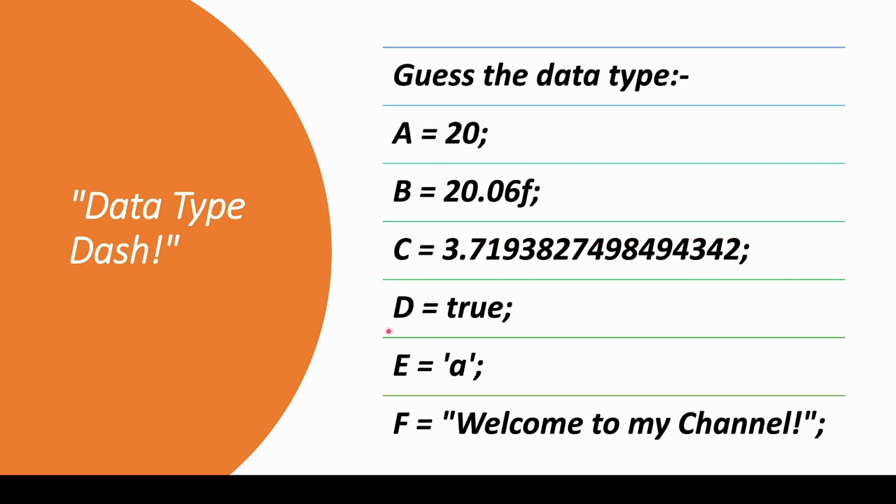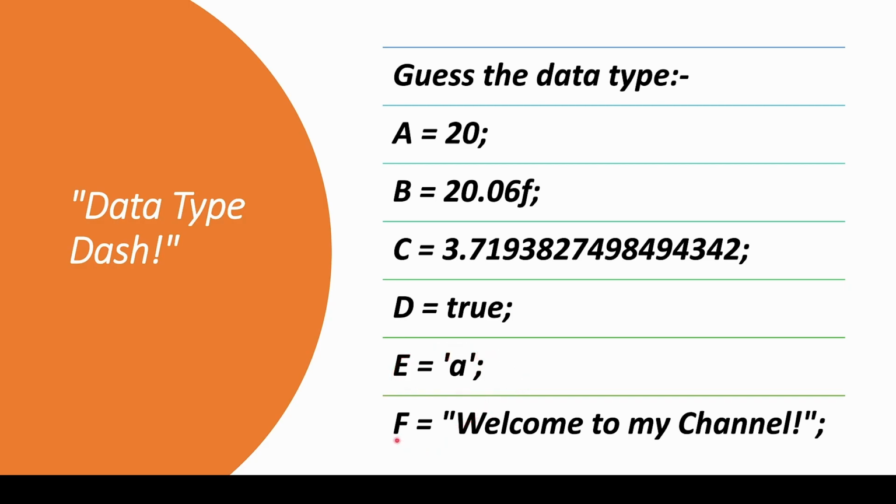and D is of type boolean. As you see, D has a value of true. And I stated earlier, boolean has only two types of value, which are true or false. So according to this, the answer of D will be boolean, and the answer of E will be char. As you see, it has only a single character, and as I said earlier, you can identify a character by the single quote sign. So here it has single quotes, which means it is a character data type.